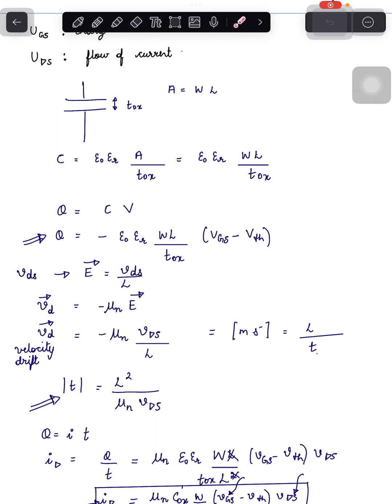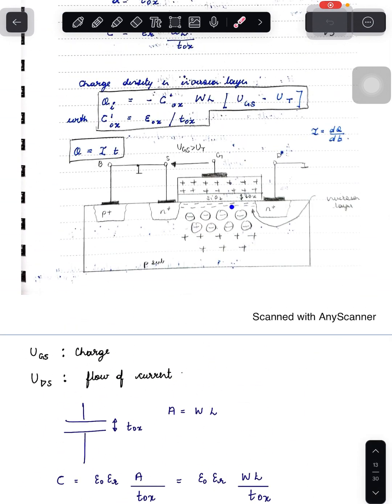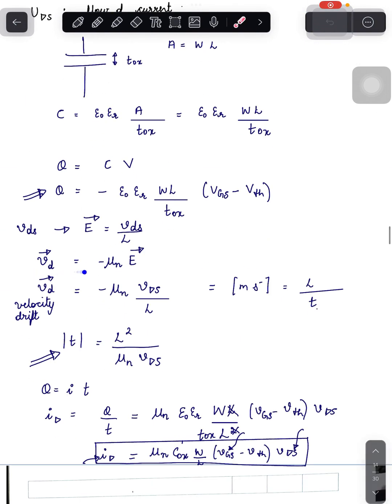For current, VDS is responsible. The VDS voltage generates an electric field E, which is given by VDS divided by the length of the channel. Because of the electric field, the electrons in the channel move at a speed called the drift velocity, Vd, which equals the mobility of the electrons times the electric field. So the drift velocity Vd equals minus mobility times the electric field, that is VDS by L.